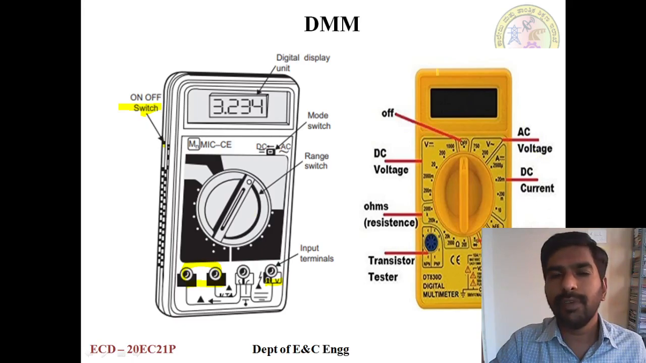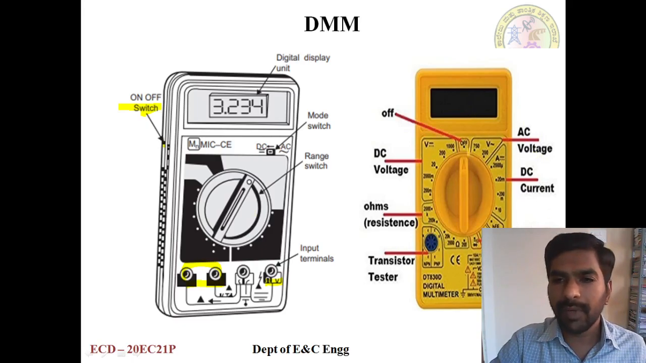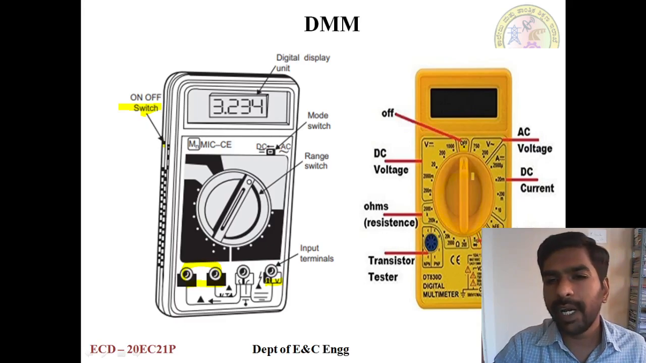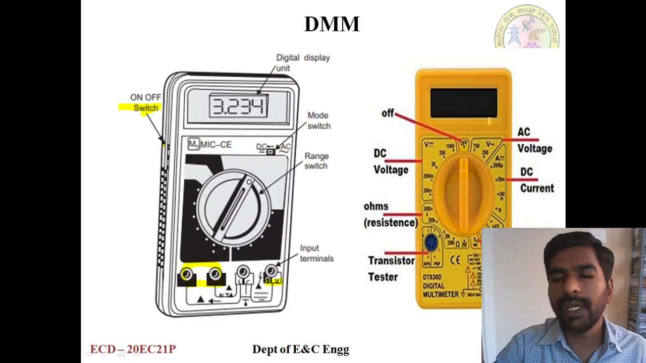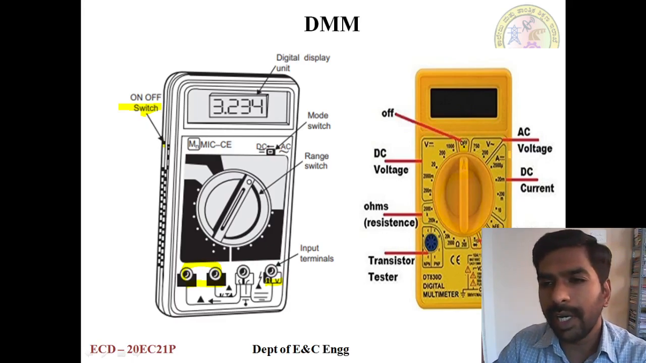Here is the basic structure of the multimeter. We can see it's an off switch. If you rotate this knob either in a clockwise or anti-clockwise direction, the digital multimeter will be switched on, and you will be able to measure the value with respect to the modes you are going to adjust.